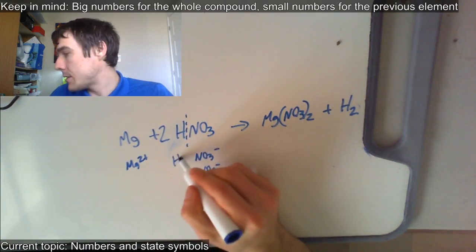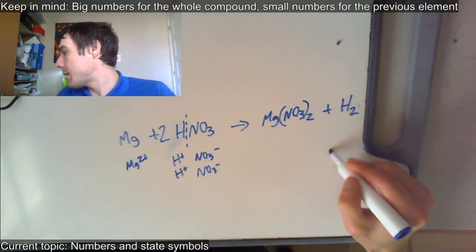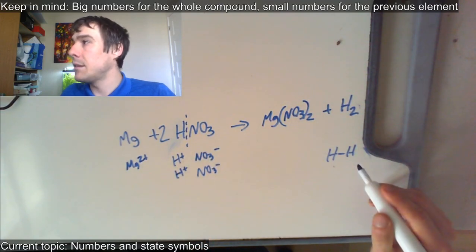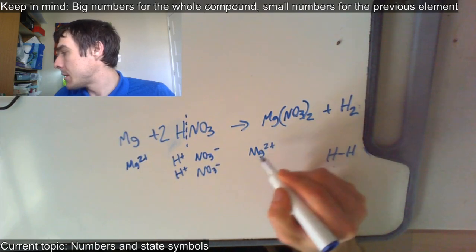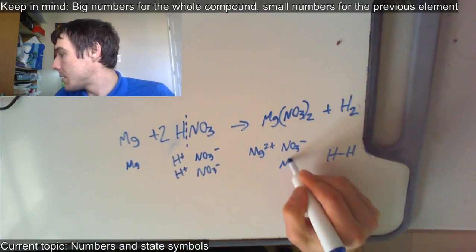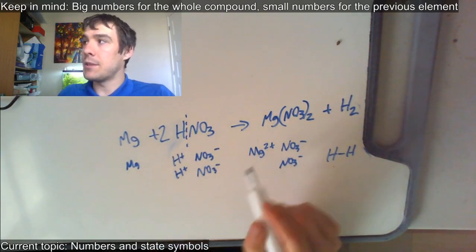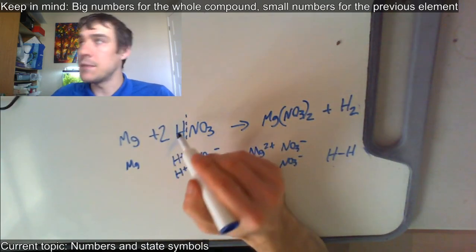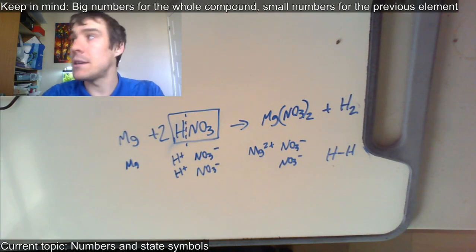And we have 2 hydrogens. Right, those 2 hydrogens are going to make our H2 molecule. And then this is just going to be Mg2+ NO3- NO3-. Right? So we have the same numbers on each side. So that 2 tells us that the entire thing gets multiplied by 2. Really think about it like a block that you're multiplying by 2.